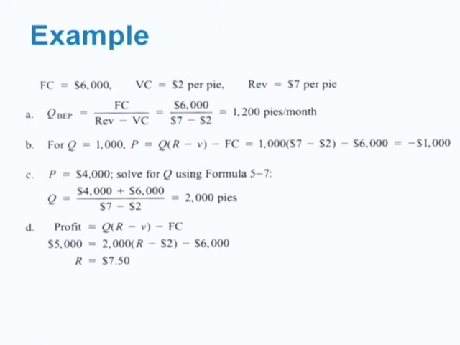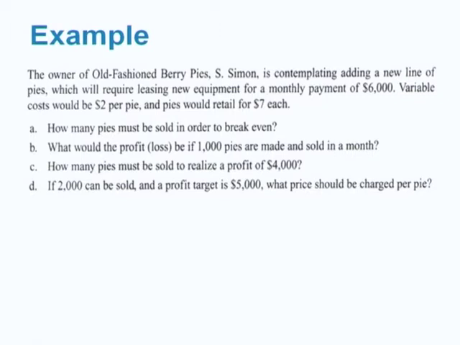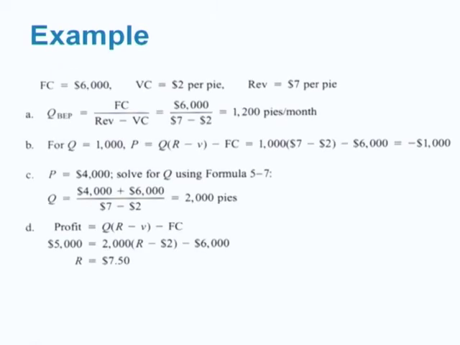And the second question, let me go back to the previous slide. On the second question, they want to know what the profit or loss would be if 1,000 pies are made and sold, right? You already know the break-even point is 1,200, right? It means this company will get a loss, because Q is only 1,000, right? How much is the loss? For the equation, P is equal to Q multiplied by R minus V, minus fixed cost, right? You know Q is 1,000, and you know R and V already, $7 and $2, right? Minus fixed cost 6,000 means this company gets a loss of $1,000.